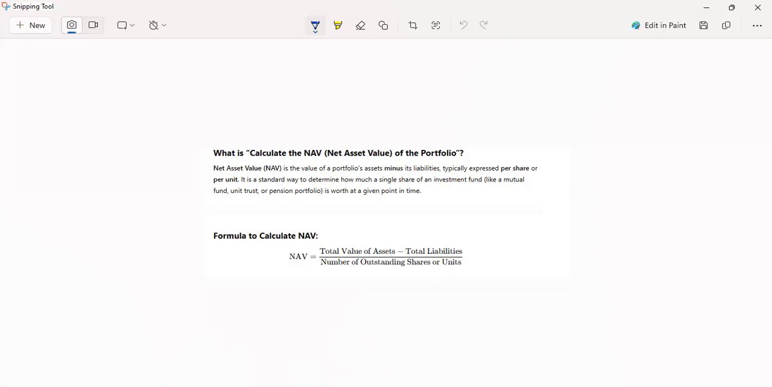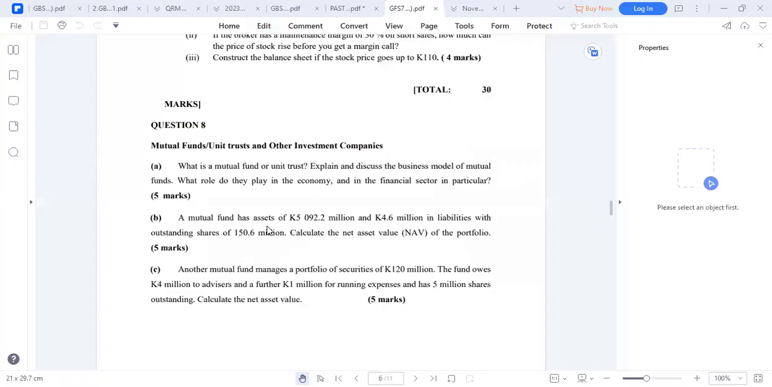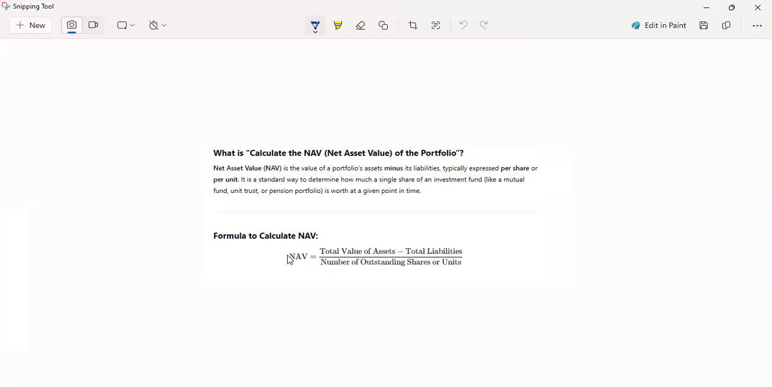So in this case, what is our total number of assets? We go to our question. What was the total number of assets that we have? So here the 5 million. Then the liability was what? 4.6. Then divided by 4.6. We're told that it's expressed in terms of the share. So once we calculate that, it's an issue of just getting the value there. So that is how we calculate it.